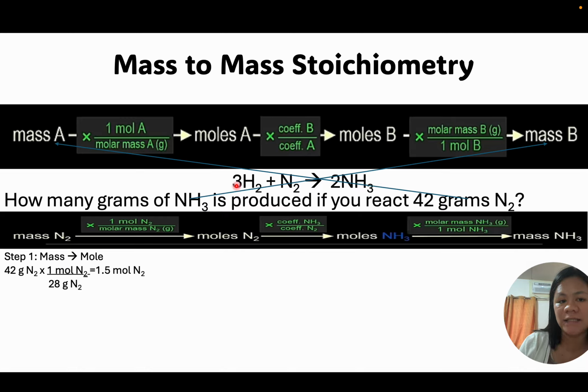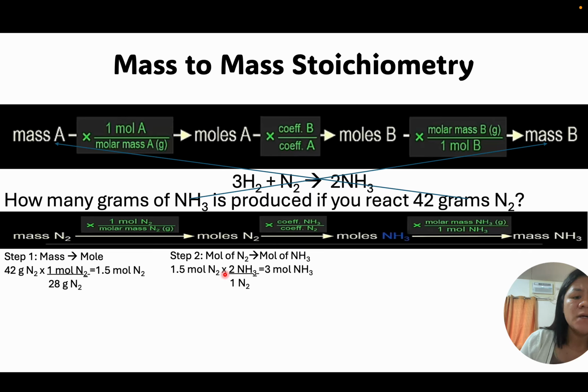Let's look at this balanced equation. We're going to deal with their coefficients just like what we did in the mole-to-mole stoichiometry. So this will be step 2: moles of nitrogen to moles of ammonia. Let's look at the nitrogen. This is the nitrogen, and there are two involved. We won't pay attention to this. Moles of nitrogen, and here, ammonia.